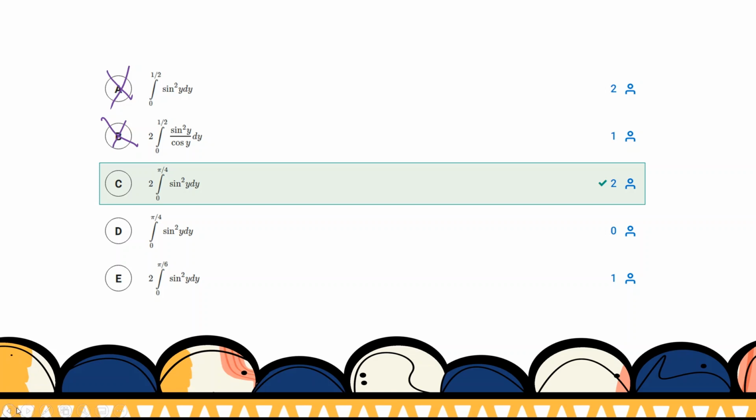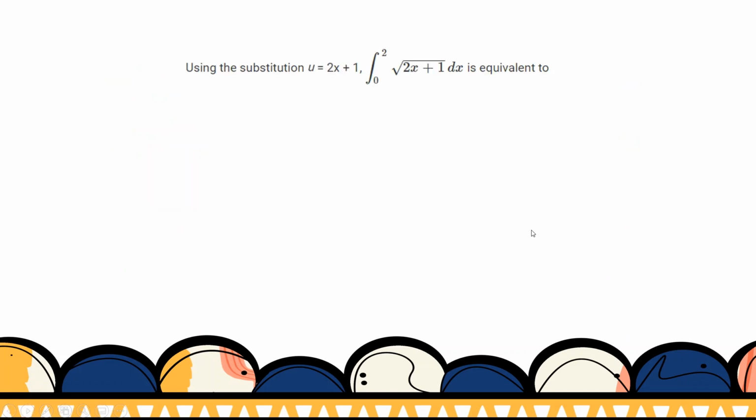Okay, next question. Using the u substitution, u equals 2x plus 1, this is equivalent to what statement? So they decided to let u equal 2x plus 1. And so we're going to change our limits. So to do that, I want to put this in terms of x. So that I say u minus 1 equals 2x, right? And then u minus 1 over 2 equals x.